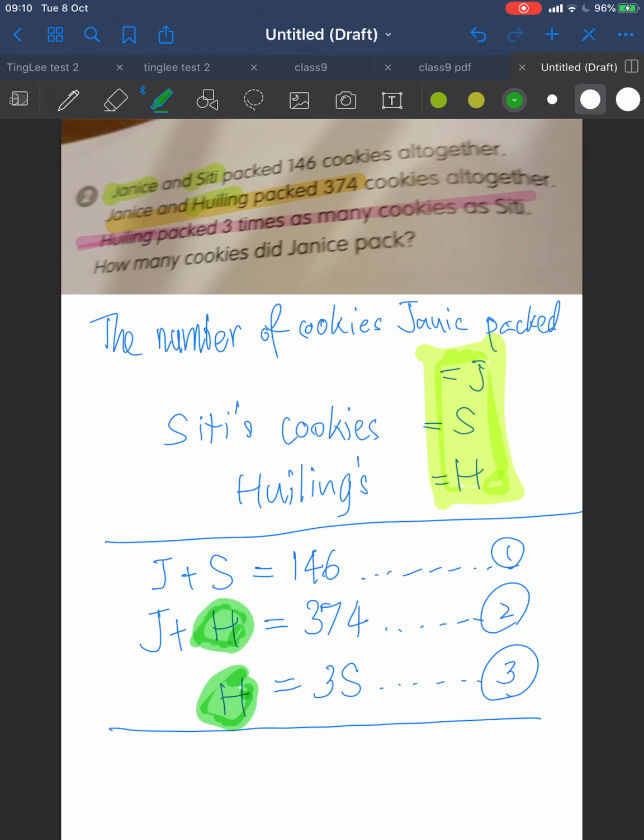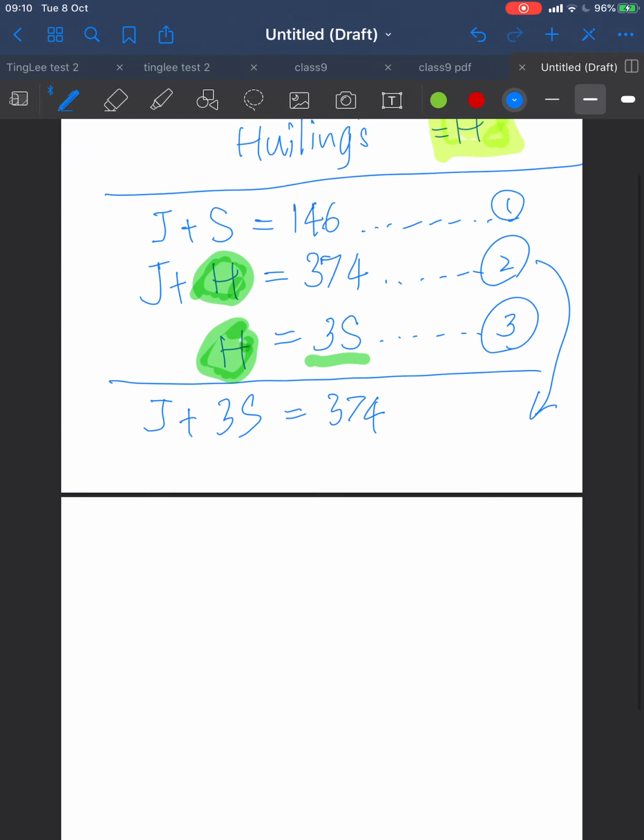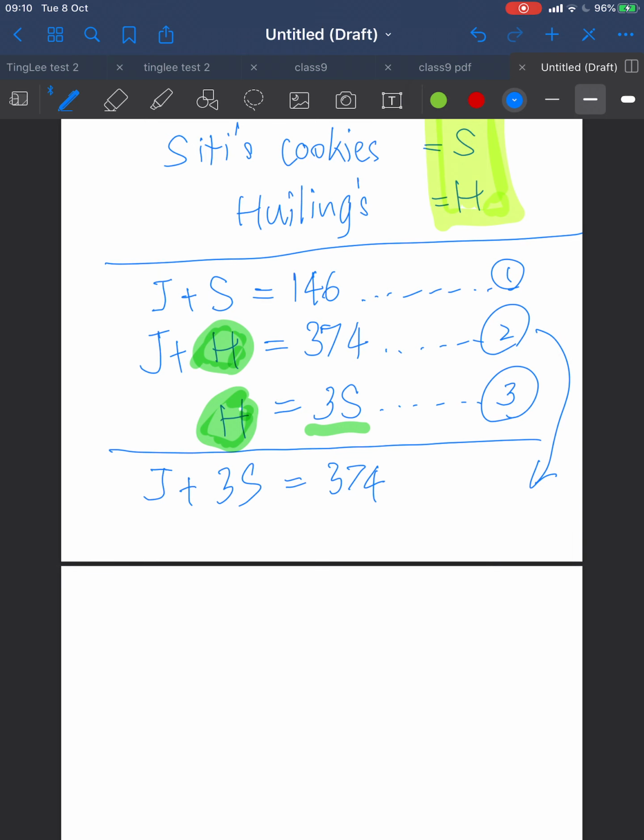Look at this H and this H here. Same thing, right? So instead of writing H here, we can write 3S instead, because the two things are equal. So we rewrite equation number 2 as J plus, instead of H, 3S equals 374. Are you with me? I think it's easy enough for you to follow. Now we have J and S like this, and we have another J and S. We assign this number 4.